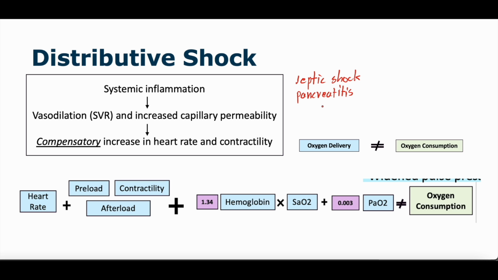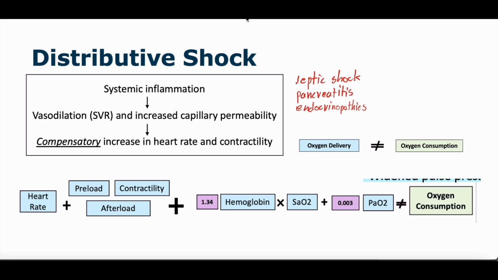You also sometimes see distributive shock with things like endocrinopathies. So maybe your adrenal crisis. Endocrine, I put a P too soon. This is why I shouldn't try to spell things in real time. Not that anyone could read my writing anyways.